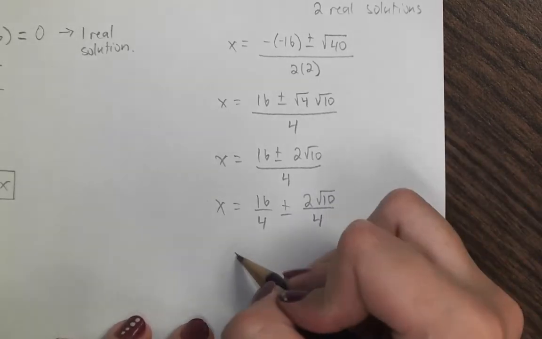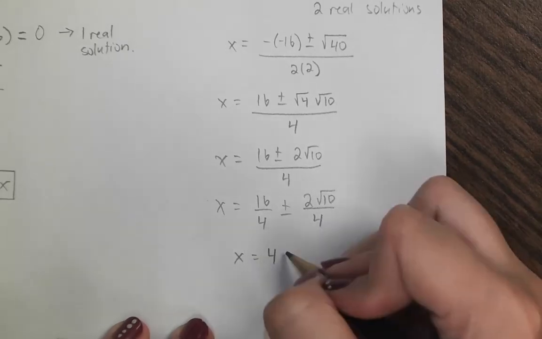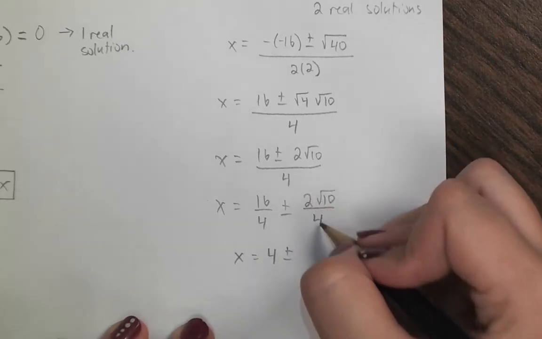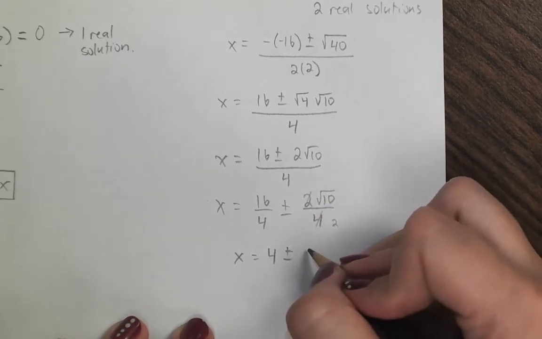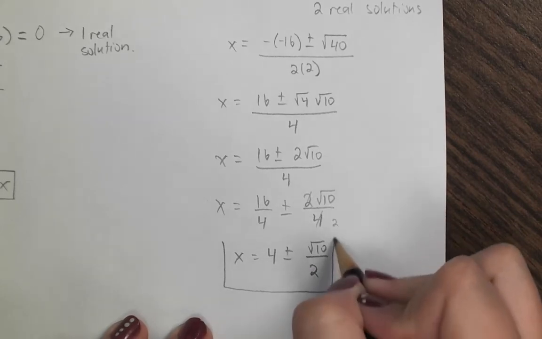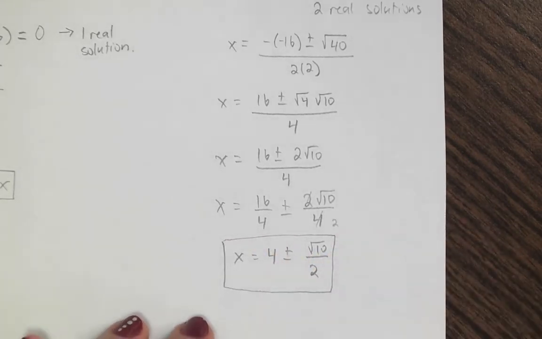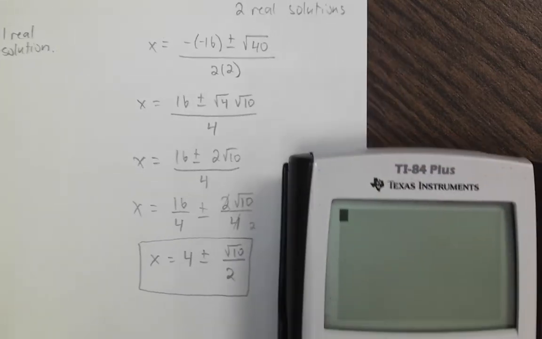and then I can simplify those because 16 divided by 4 is 4, and then those I can simplify. 2/4 are both divisible by 2, so this is actually going to become root 10 over 2. So this is my answer. Now if you want decimal approximations, you can type that in and see what you get.